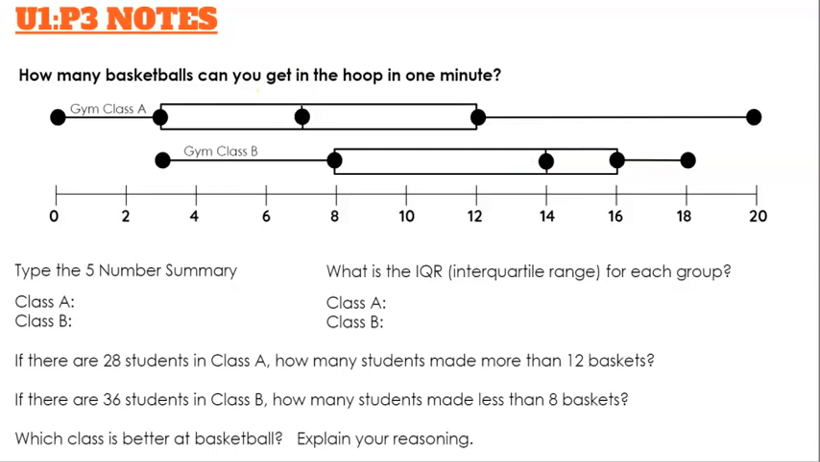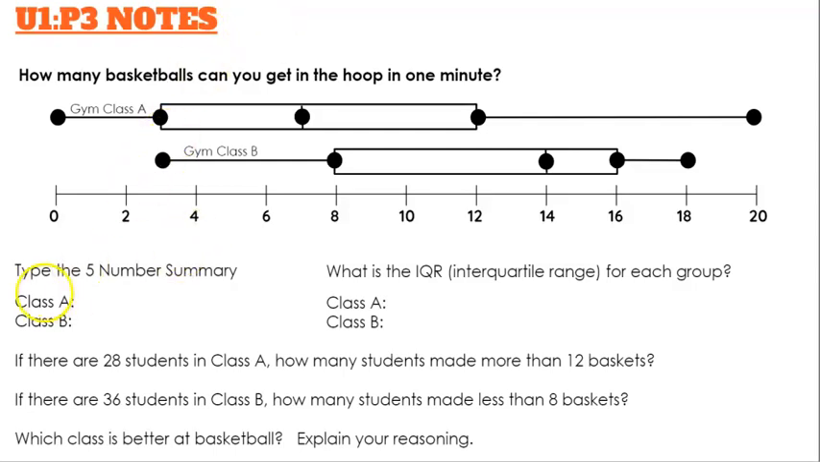For this example, we are going to be using a double box plot, so two box plots on the same number line, to compare how many basketballs Gym Class A and Gym Class B were able to get into the basketball hoop within 1 minute. So using two graphs on the same number line is a really good way to compare and contrast sets of data.